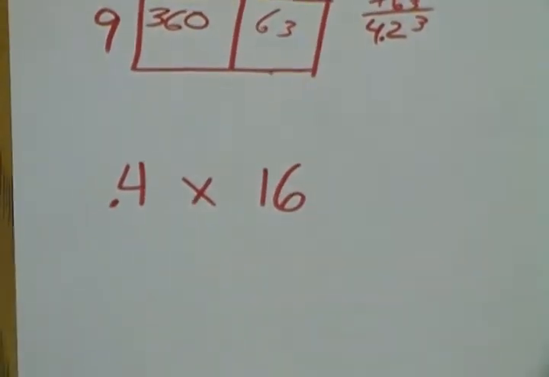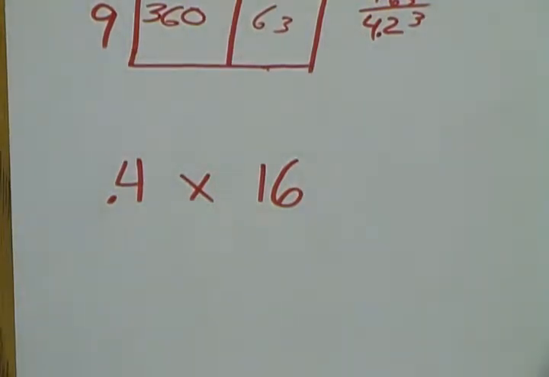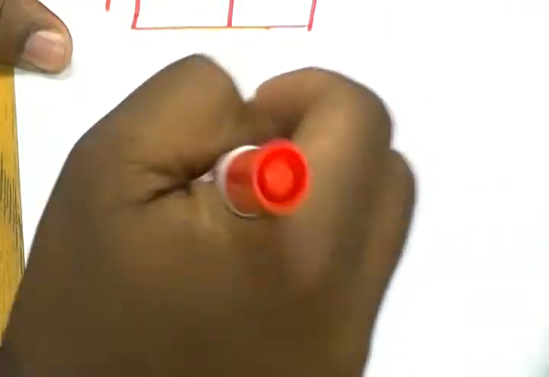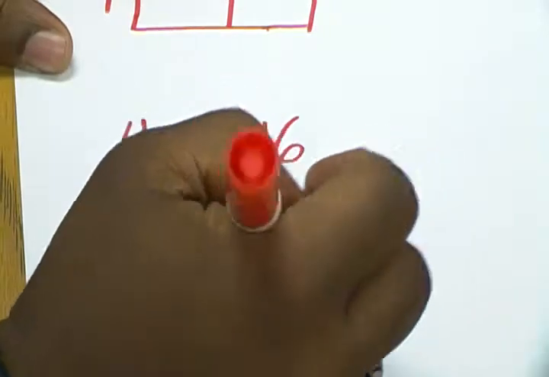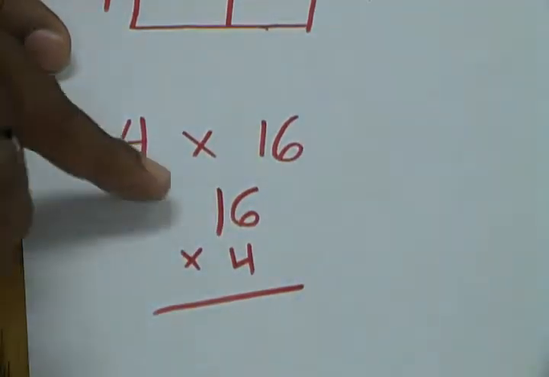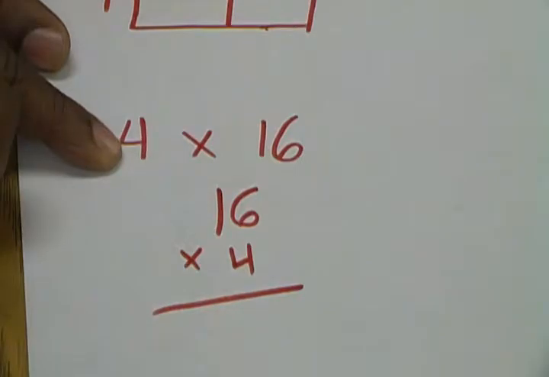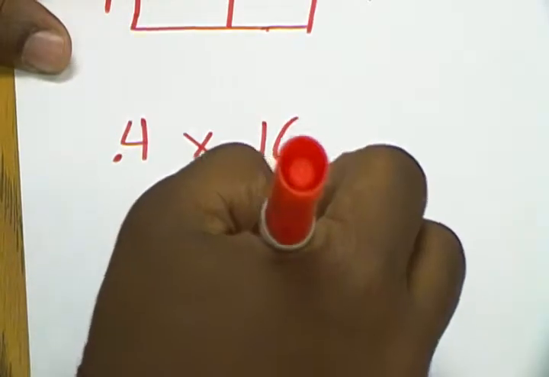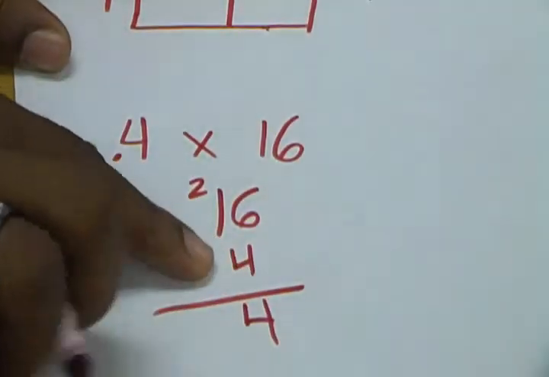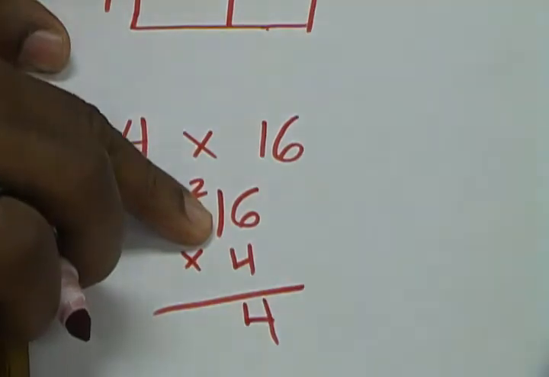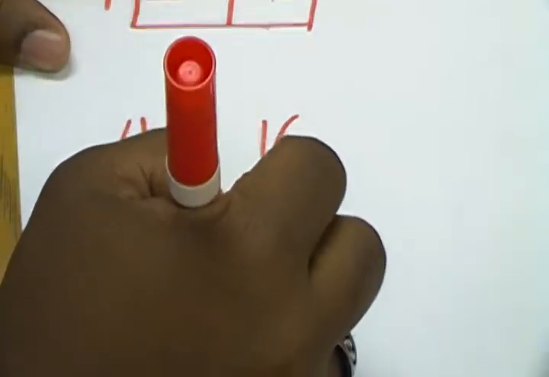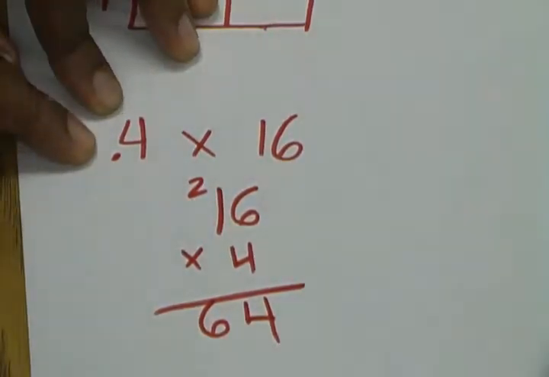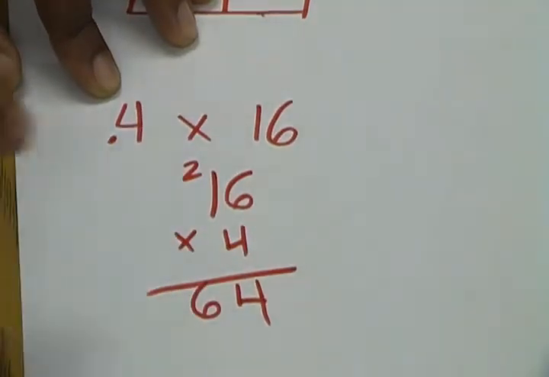Alright, let's come down here. This time we have 4/10 times 16. We're going to go ahead and set this up the regular way here. So 16 times 4. Once again, just using our properties here, so I can switch this around. Getting rid of that decimal, so 16 times 4. 4 times 6 gives you 24. Alright, then you carry your 2. 4 times 1 is 4, plus 2 gives us 6. Now that we have our answer, if we come over here, there's only 1 place behind our decimal. So in our answer, there's only going to be 1 place.